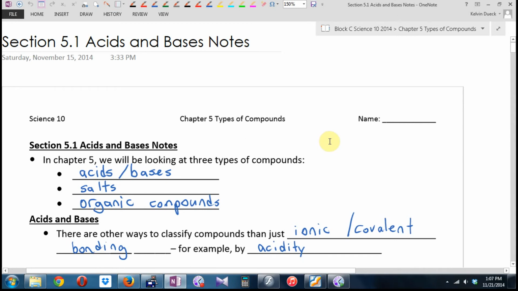As a quick review of where we left off, we said this chapter, chapter 5, types of reactions, we're going to be looking at three main types. We're going to be looking at acids and bases, which are opposites of each other. We're going to be looking at salts. We're looking at organic compounds.